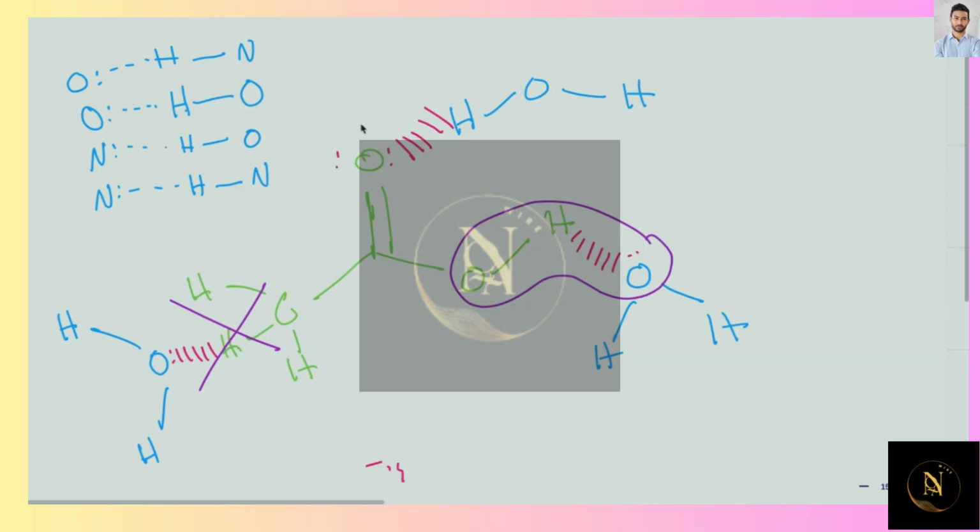Okay, one more. Oxygen with a lone pair. That's good. And it's interacting with the hydrogen that's bound to oxygen. Yeah, this one looks good as well. So this is a hydrogen bonding interaction.